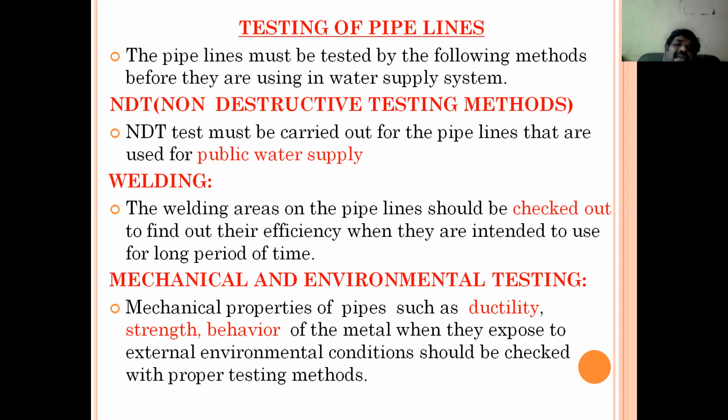And third one is mechanical and environmental testing. What it is exactly doing here: mechanical properties of pipes such as ductility, strength, and the behavior of the metal when they are exposed to external environmental conditions should be checked with proper testing methods. The mechanical properties like ductility, strength, behavior of the metal when they are exposed to the external environmental conditions should be checked out with proper testing methods.